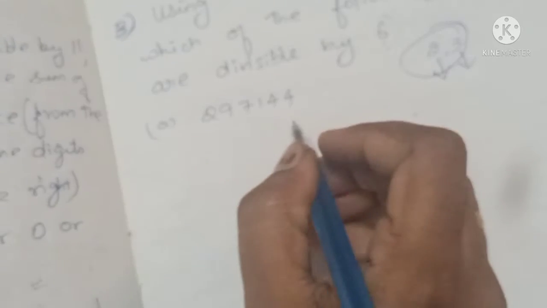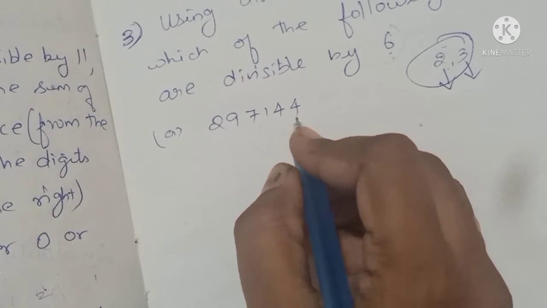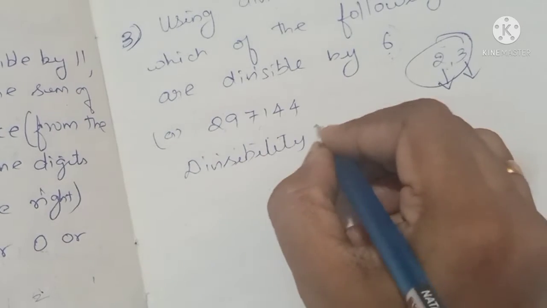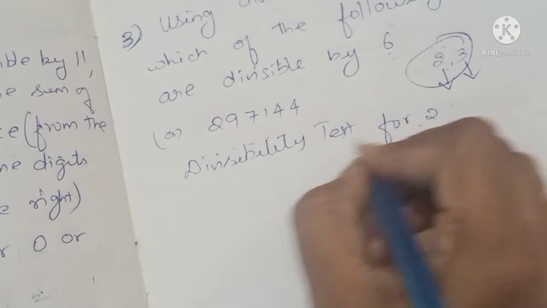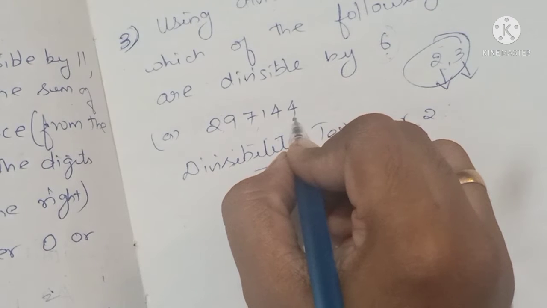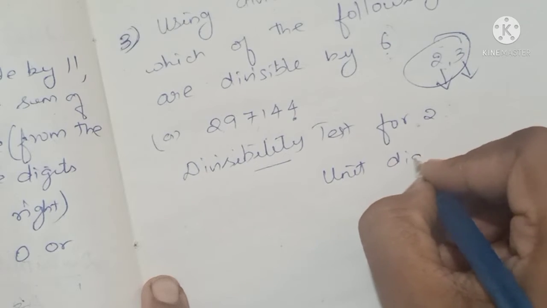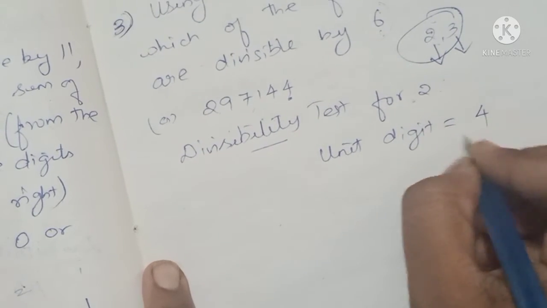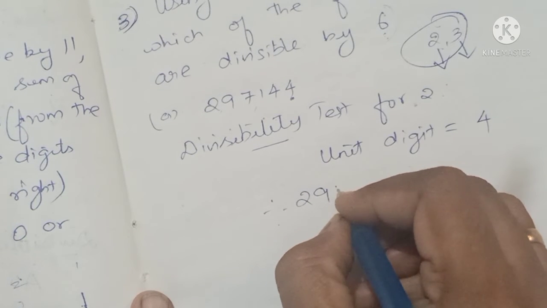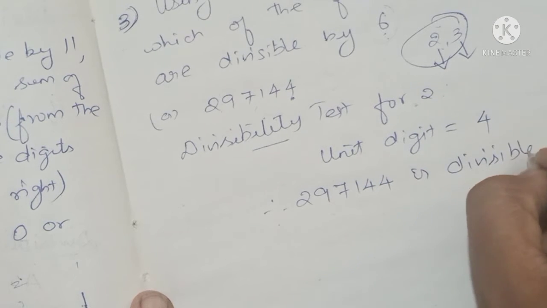So the first question, it is given that the number is 2,97,144. First of all, let us see the divisibility test for 2. So what is the divisibility test for 2? In the ones place, that is the unit digit, we are having 4, isn't it? So in the unit digit we are having 4. Therefore we conclude that 2,97,144 is divisible by 2.